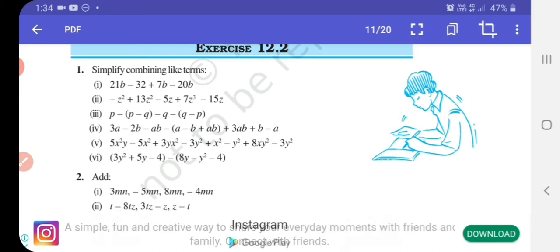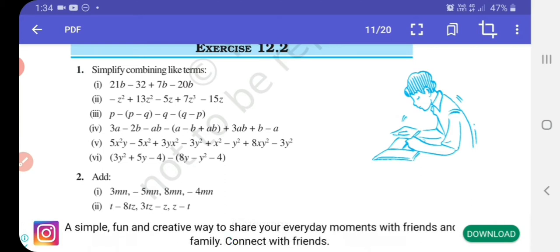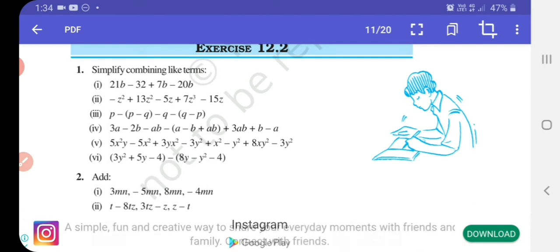Welcome back. Today we are talking about algebraic expressions, and it's our running chapter. In this chapter, first we have a short revision. What is algebra and what is an algebraic expression?